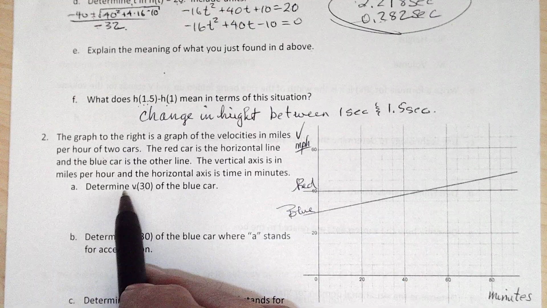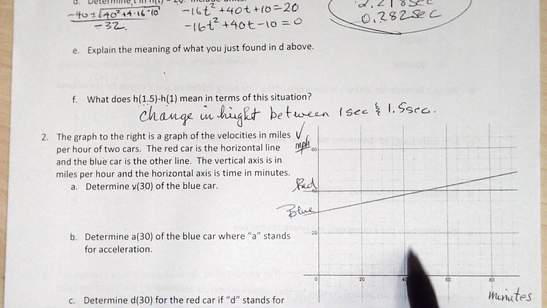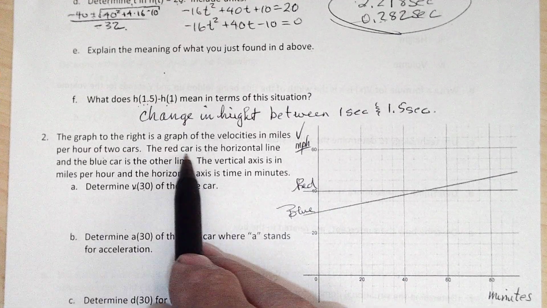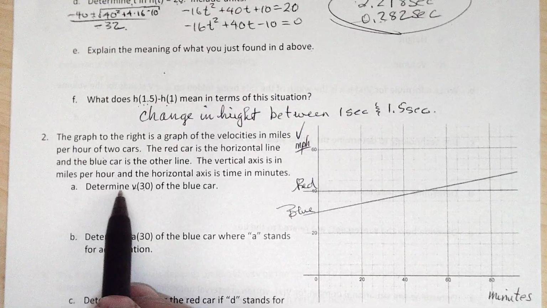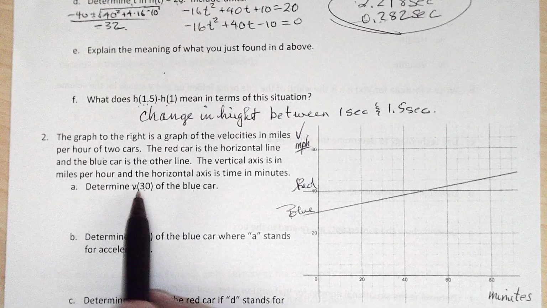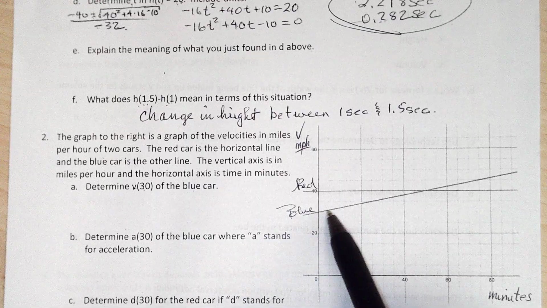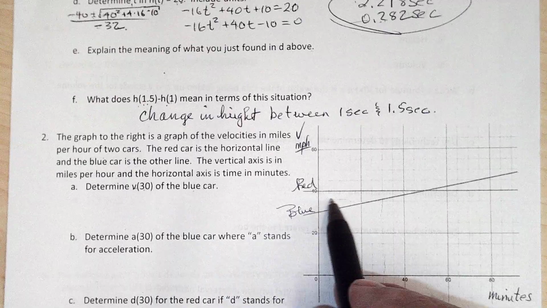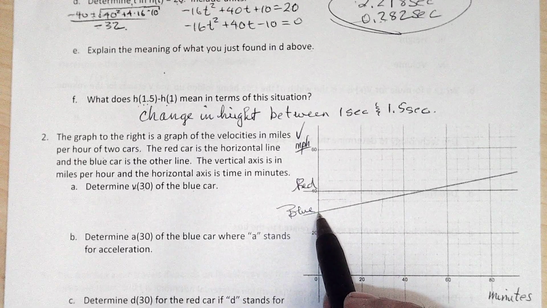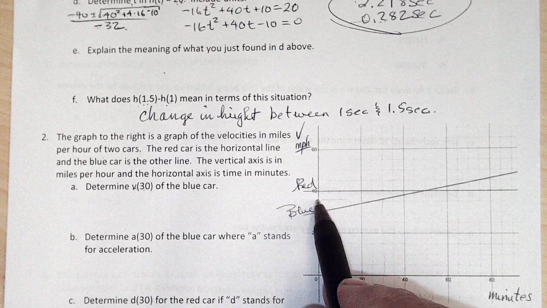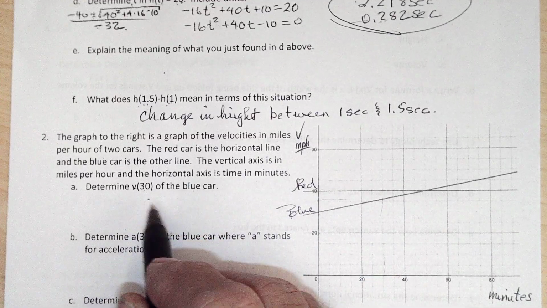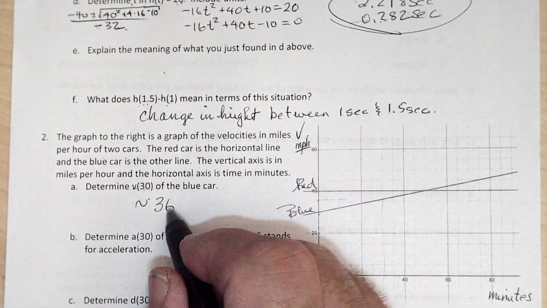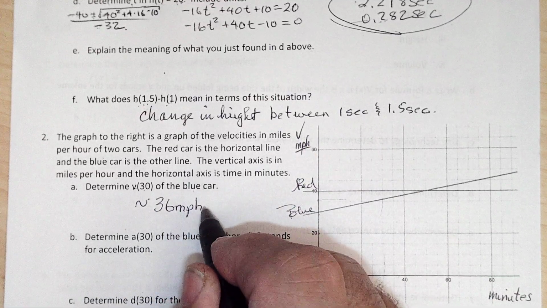And the red's speed at 40, well, it looks like its speed is, let's see, the red car is the horizontal. And we're supposed to find the blue car at 30. So the blue car speed is increasing. And when we get to 30 minutes, it's gotten up to, let's see, 20, 25, 30, 40. This looks like about 36. So it's approximately 36 miles per hour. Okay?